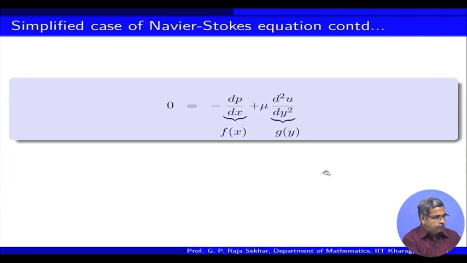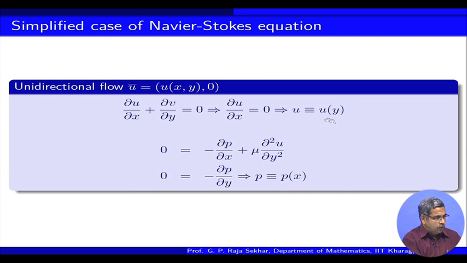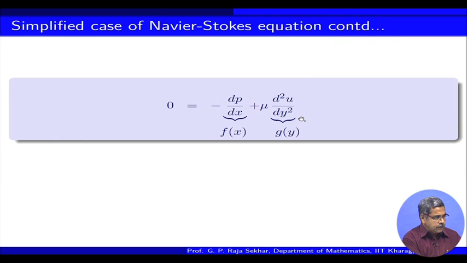What is that? If you see, I have changed from partial to total derivatives. The reason is straightforward. u is a function of y alone, therefore the partial derivatives we have switched over to total derivatives. p is a function of x alone, and the same is the case. So this becomes a total derivative, and I have written it like this.